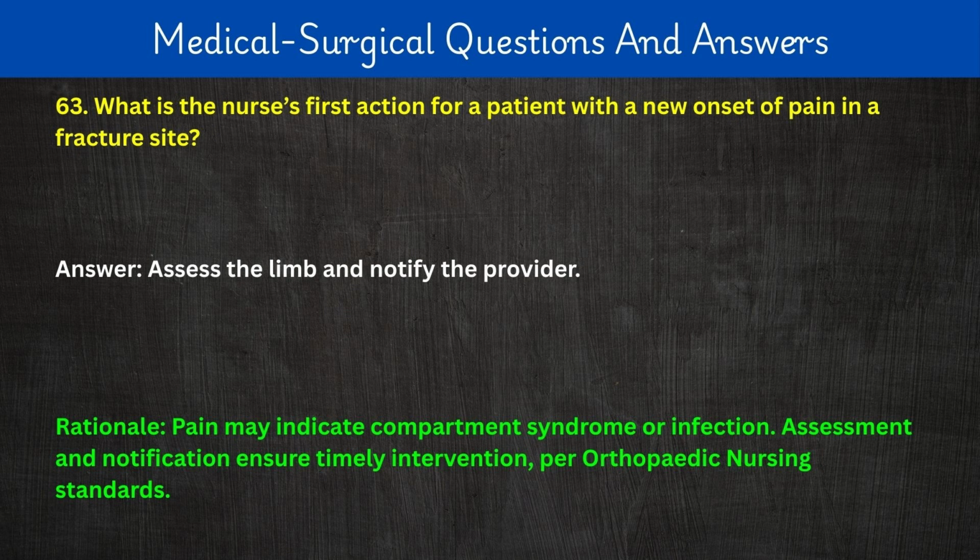63. What is the nurse's first action for a patient with a new onset of pain in a fracture site? Answer: assess the limb and notify the provider. Rationale: pain may indicate compartment syndrome or infection. Assessment and notification ensure timely intervention, per orthopedic nursing standards.